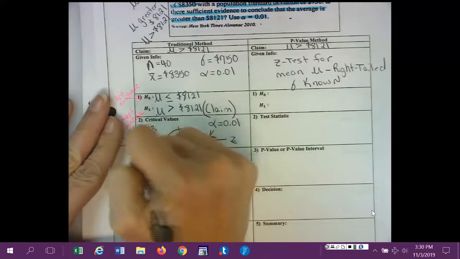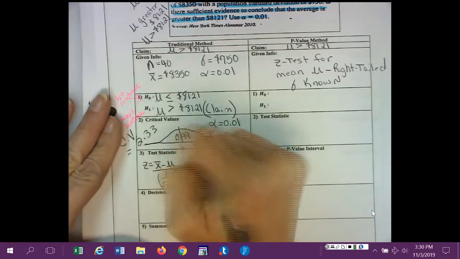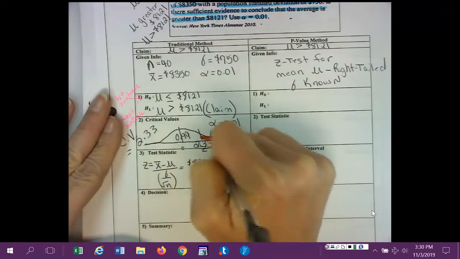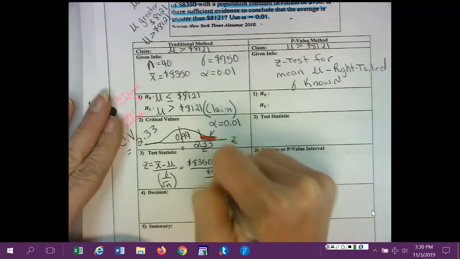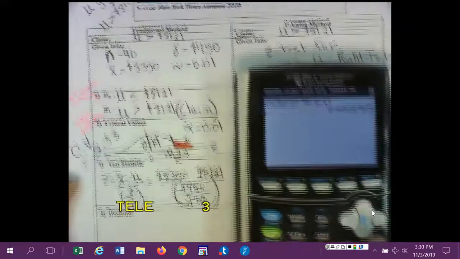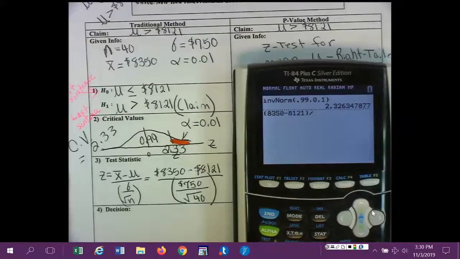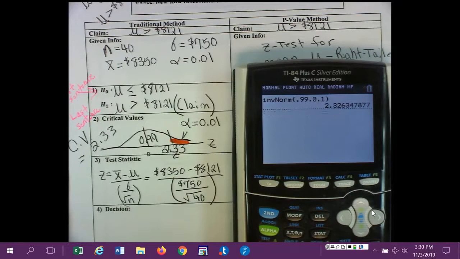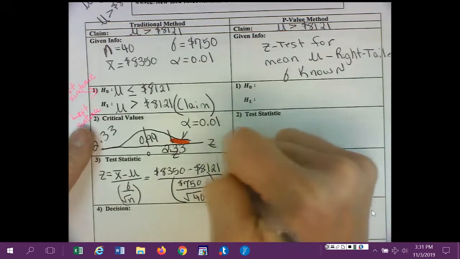Test statistic time. Z is equal to x bar minus my claim number, over sigma over the square root of n. That's going to be $8,350 minus $8,121, all over $750 divided by the square root of 40. If you want to put this into your calculator in one single step, you would begin with parentheses around the 8,350 minus the 8121, divided by parentheses 750 divided by the square root of 40, and press enter. If you round to two places because it's a z-score, it's 1.93. So this test statistic is 1.93.